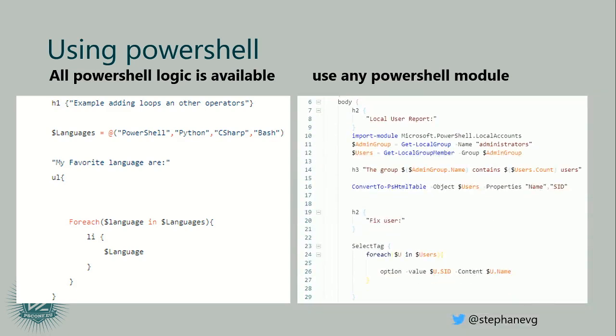And this second element here on the right, you can actually use any PowerShell module. So here I'm importing the local accounts module. I'm simply getting the local group administrators, putting it in a variable, and I'm getting all the members of the local group, and I convert to a PSHTML table and output the name and the SID.